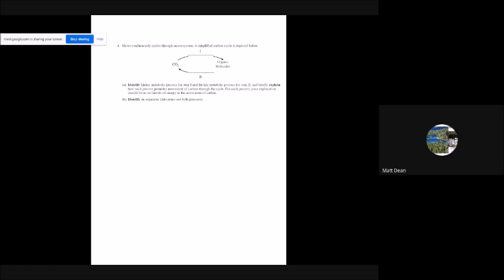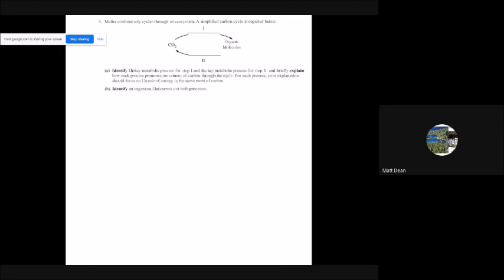All right, we'll go ahead and do the second FRQ, and then we'll call it a day at this point, and we'll pick back up on bioenergetics next time. But here's the second FRQ.